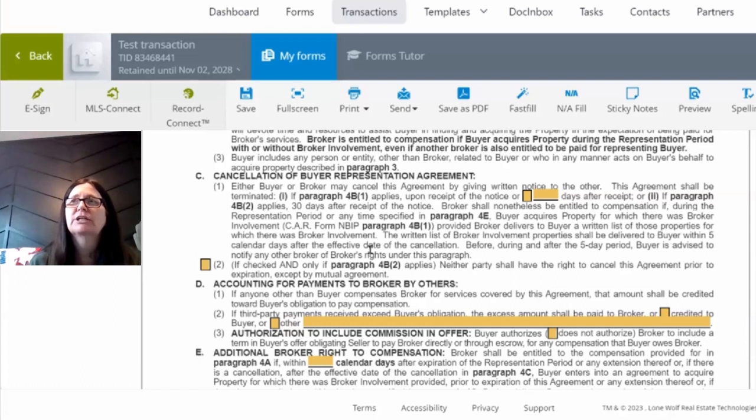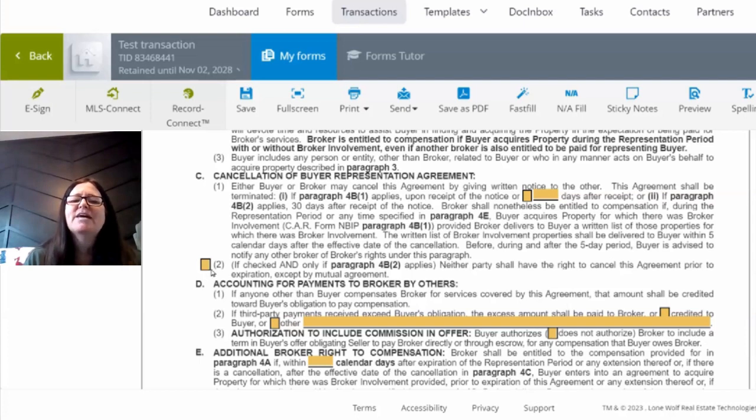So it's not just good enough that we showed them this house and or even wrote an offer on the house that wasn't accepted. And we all know that we have to actually claim those properties by giving them written notice. And generally speaking, we have 5 calendar days. So even if it's a weekend or a holiday, it still counts. 5 calendar days after the effective date of the cancellation to give them that list of the properties that we have broker involvement for.